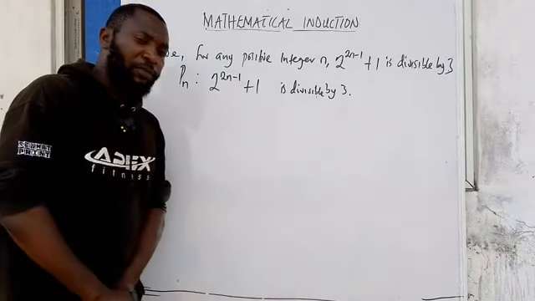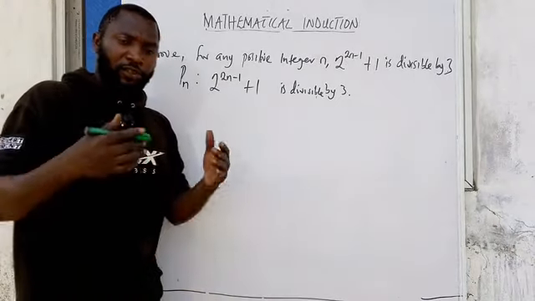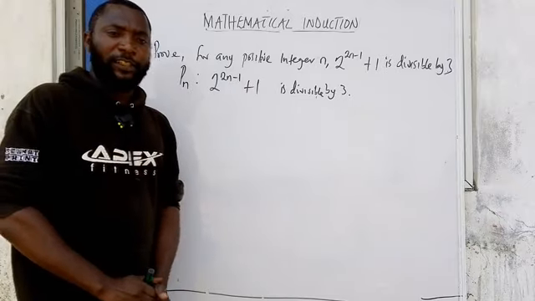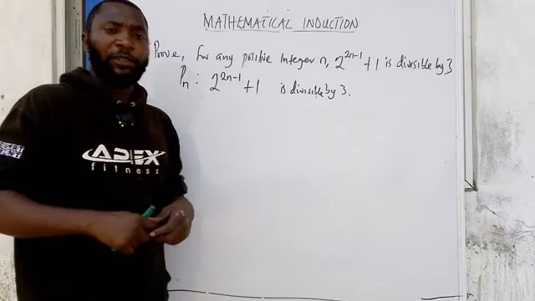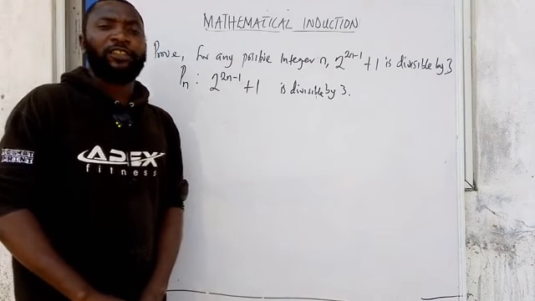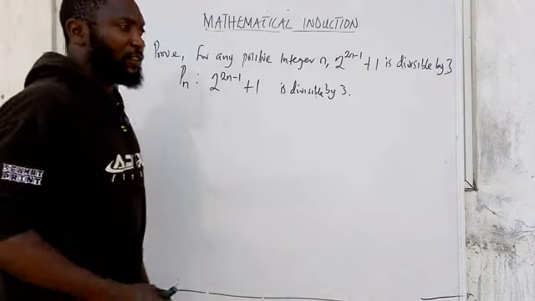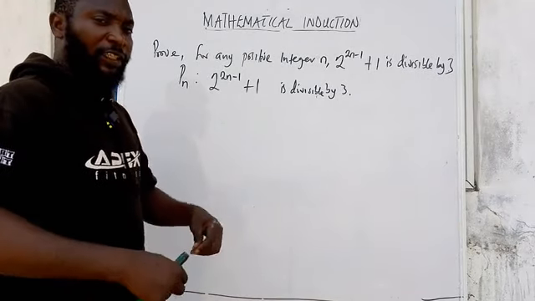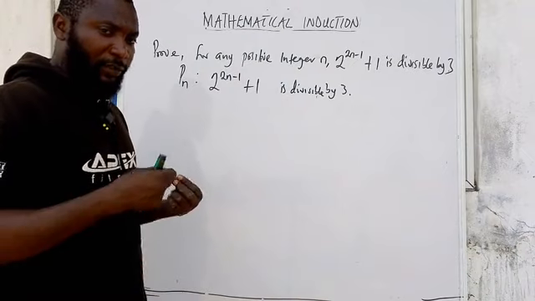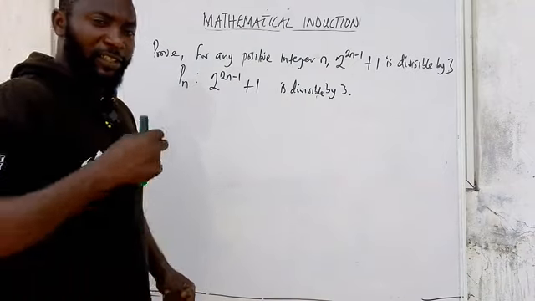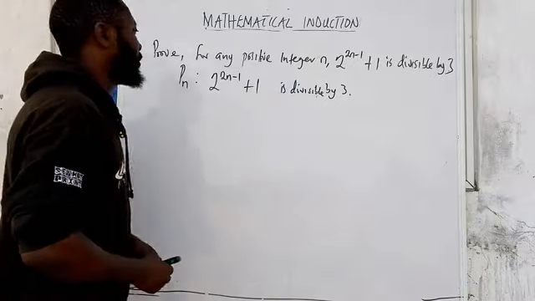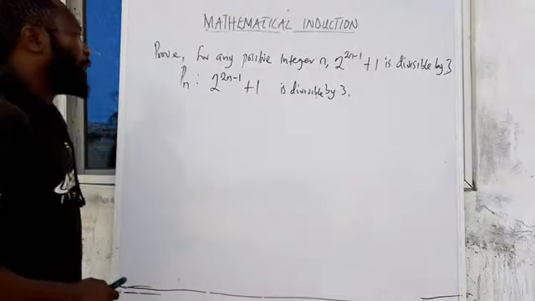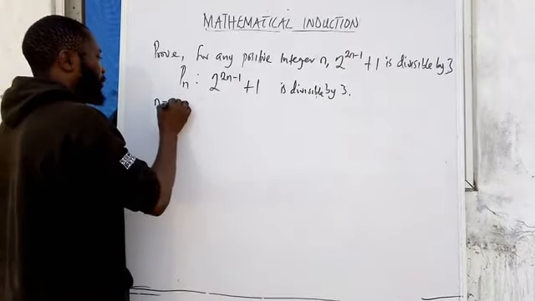And anytime you are proving by induction, you test when n equals 1. Is the statement true when n equals 1? Then you assume that the statement is true when n equals k. Use that assumption to prove that when n equals k plus 1, the statement will still be true. Now let's check when n equals 1.